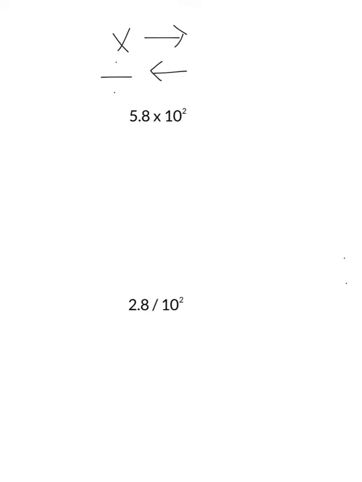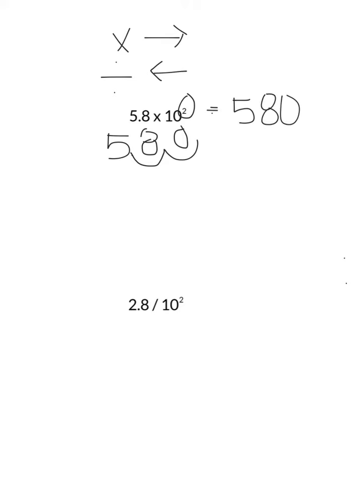So in this first problem that I have here, this 5 8/10 times 10 to the second power, if we start out and we write our 5.8 and we take that decimal and we're going to move it. We're multiplying, so we're going to move it to the right, and we move it to the right the same amount as our exponent. So we're going to move it over one spot, two spots to the right. So this ends up becoming 580.